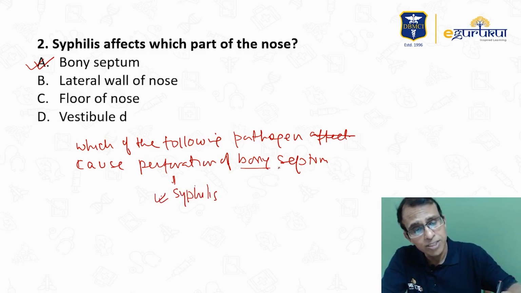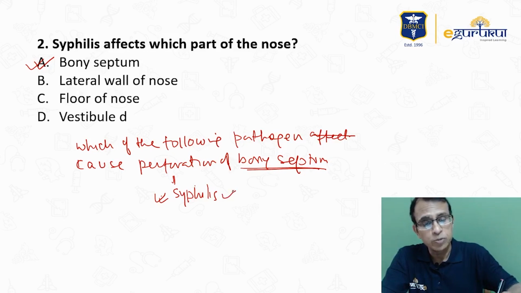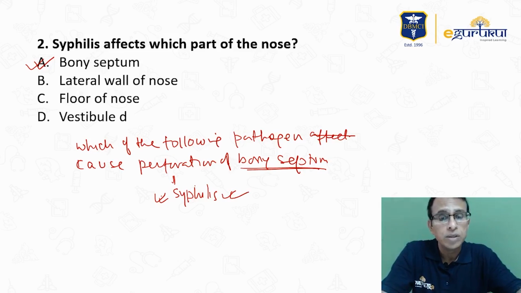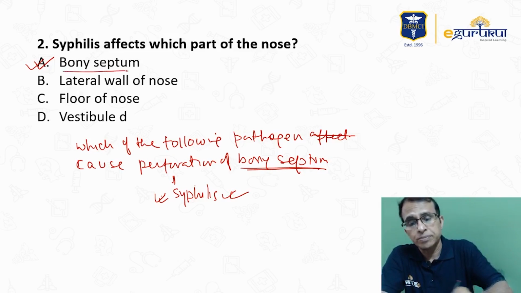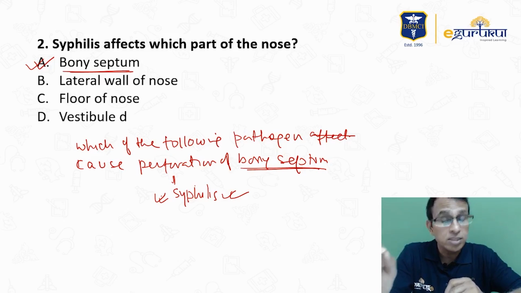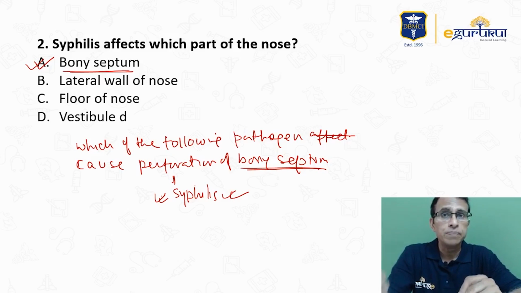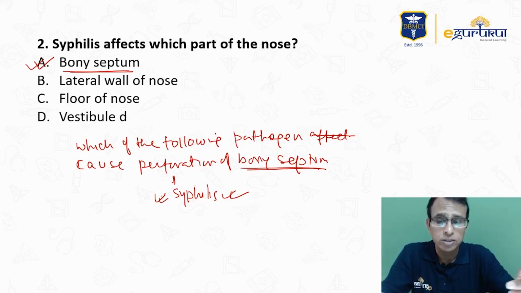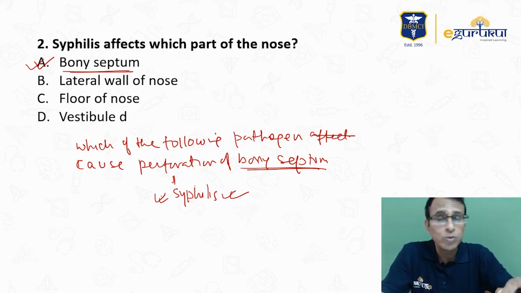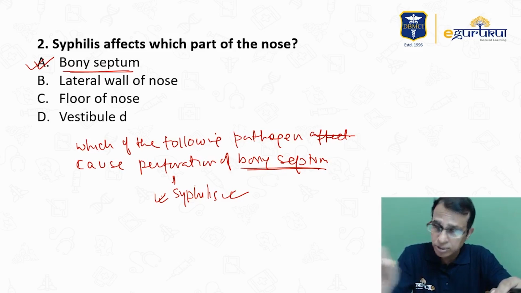See, bony septum is infected by tuberculosis. Now they have changed it to: syphilis affects which part of the nose most commonly, and the answer is bony septum. So again, it's the same question that has been asked in the past. It's a simple question. All you have to do is apply your knowledge. They will change the question. This is called twisting the question. So you cannot always expect to have the same question exactly, same language, everything.